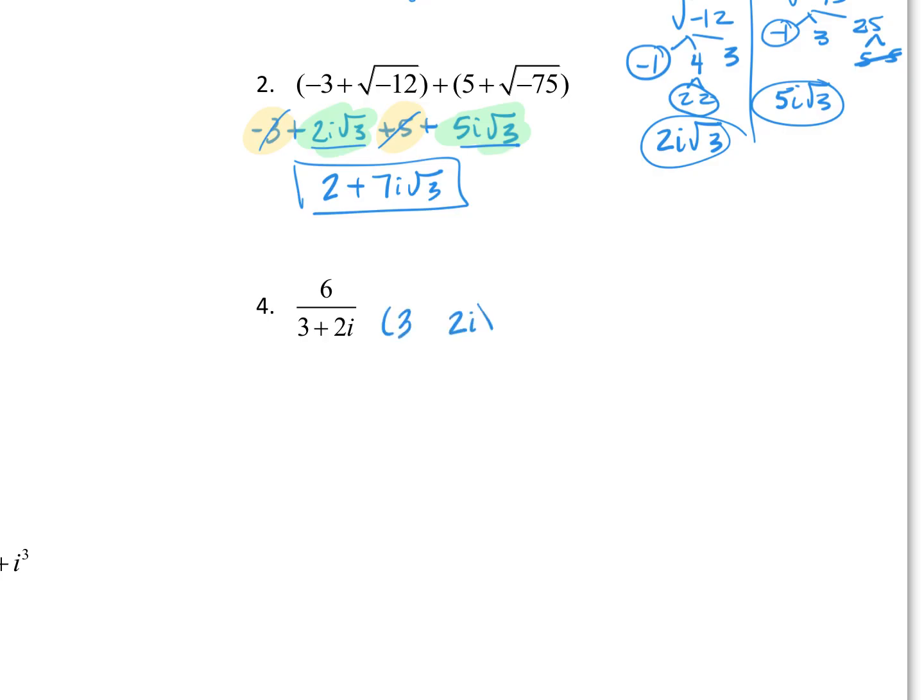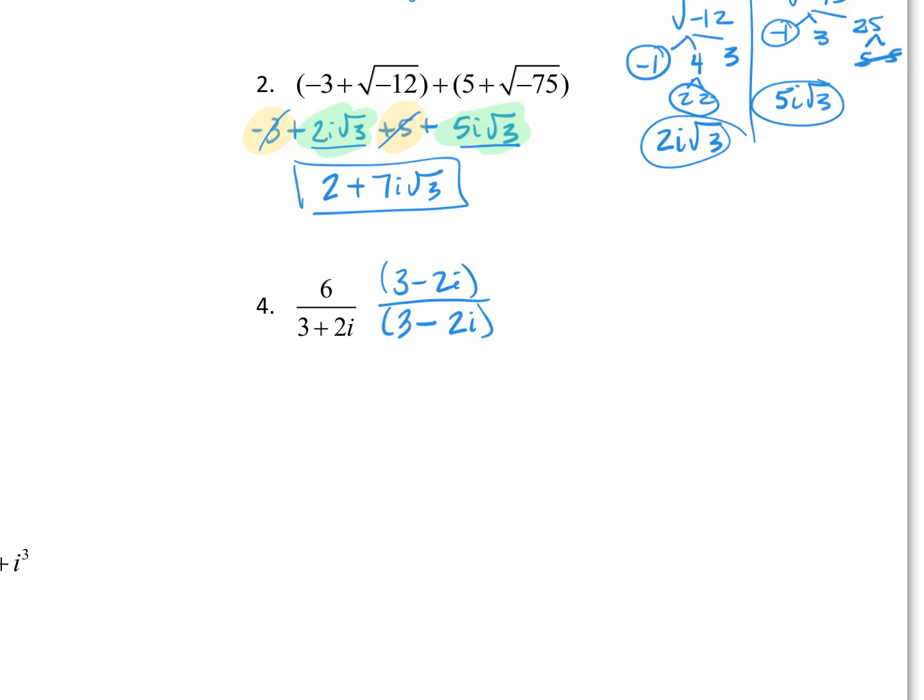3 and the 2i don't change. But what does change is the sign in the middle. So it was a plus, so now it's a minus. And what you do to the bottom, you have to do to the top, so that what we're adding to the equation is equivalent to 1. You know 3 over 3 is equal to 1. That's not going to change the value. So this is what we're doing.